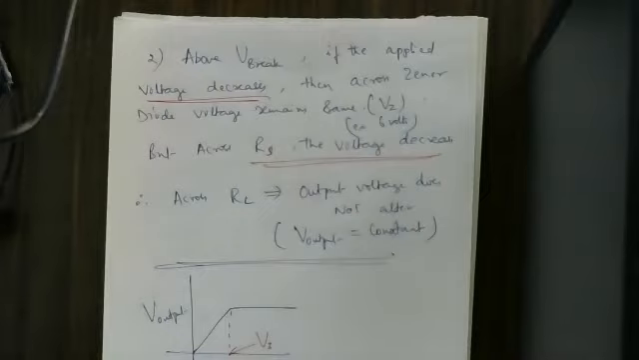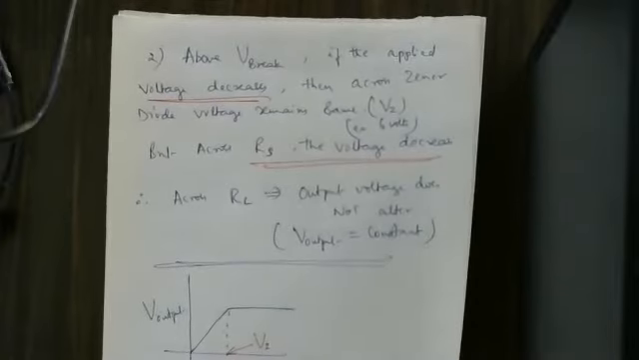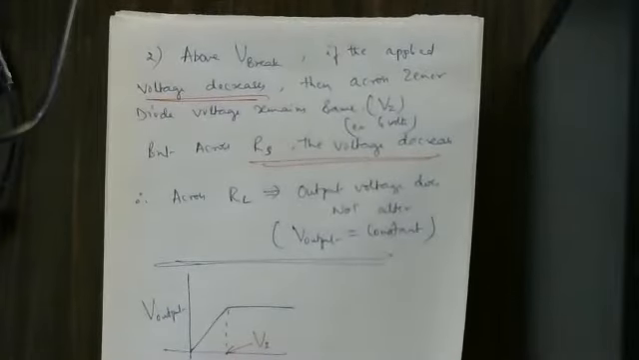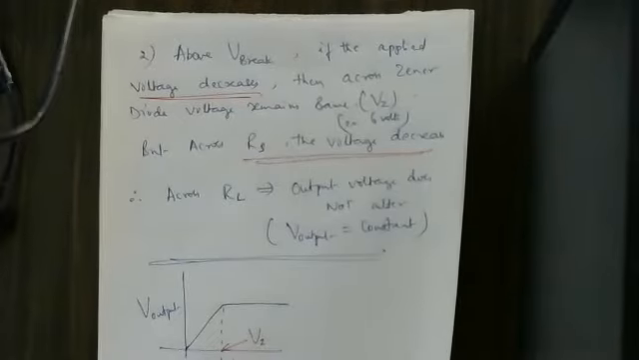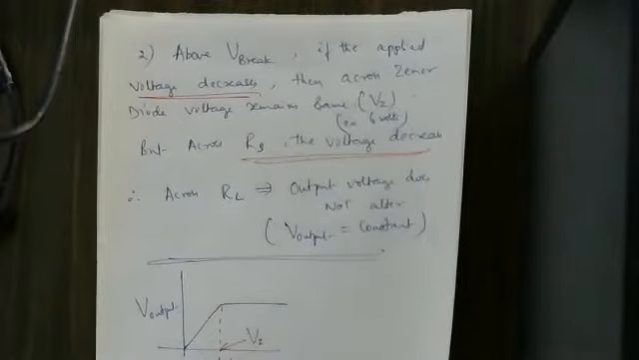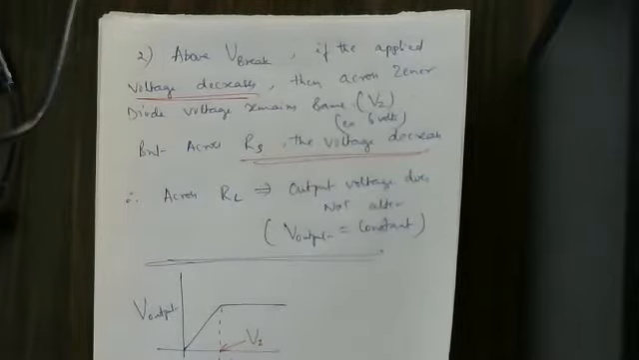Yesterday we discussed the Zener diode, and how it works as a voltage regulator. What is a Zener diode? One mark question: write the circuit symbol for the Zener diode. 1 mark: does the Zener diode work under forward bias or reverse bias? Carries 1 mark. It works only under reverse bias.